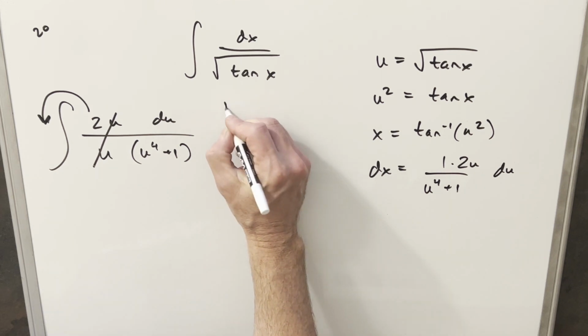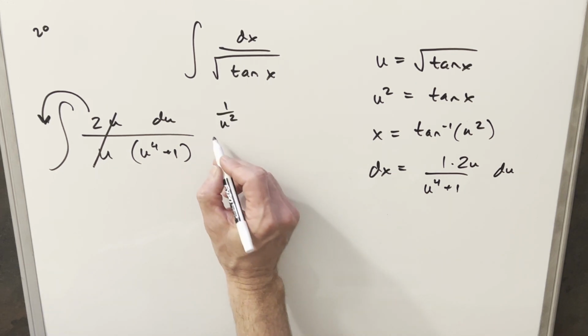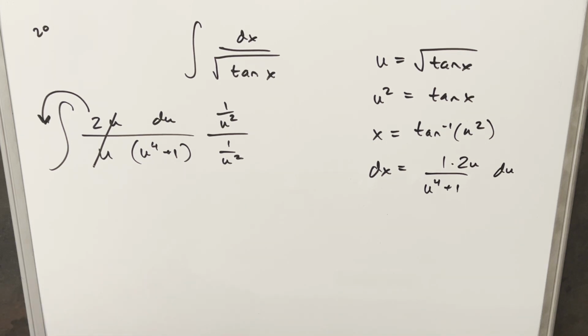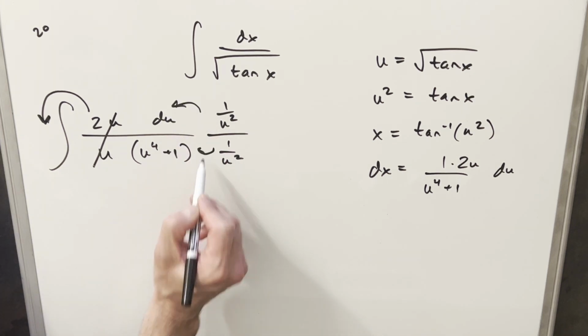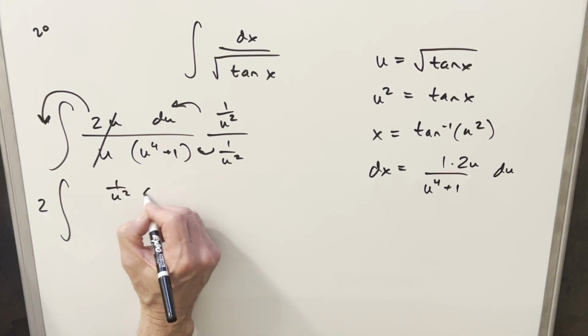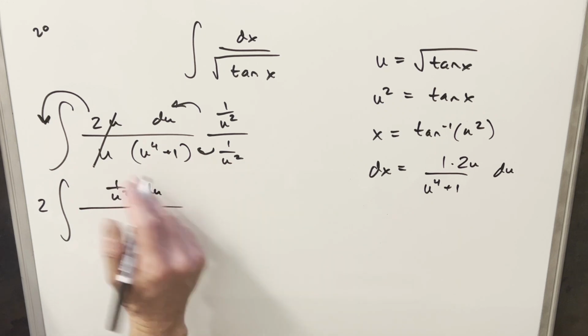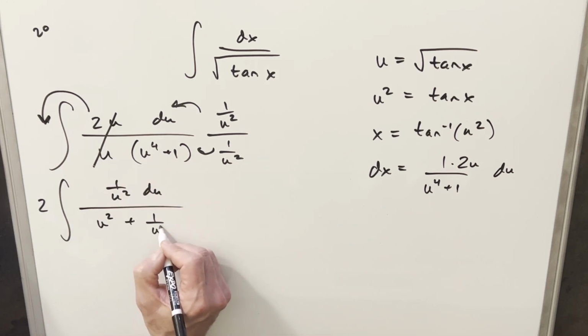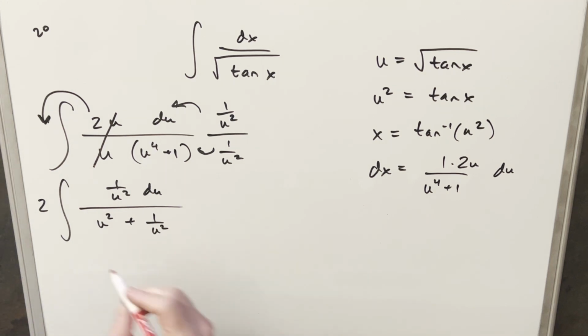The way I like to do this is I'll multiply numerator and denominator by 1 over u squared. Let's see what we have when we multiply this in. Again, we have our 2 up front. I'm going to end up with 1 over u squared du in the numerator. Then multiplying this in, this is going to give me u squared plus 1 over u squared. I always like it when we get this kind of setup with the 1 over u squared situation. This is always interesting to me.